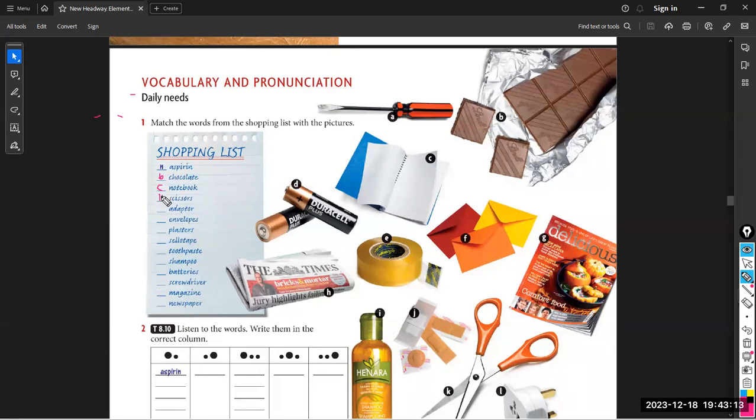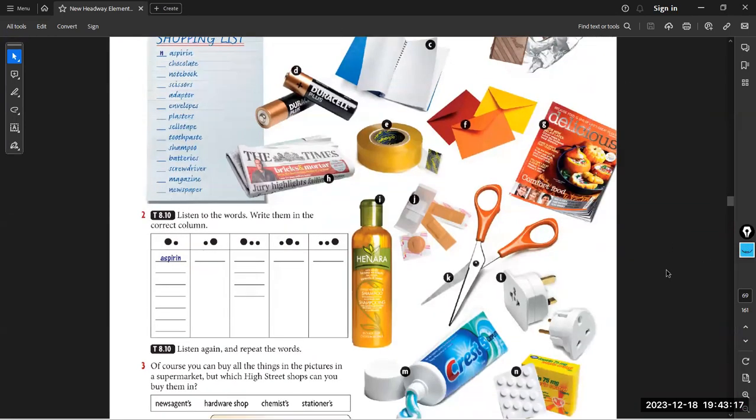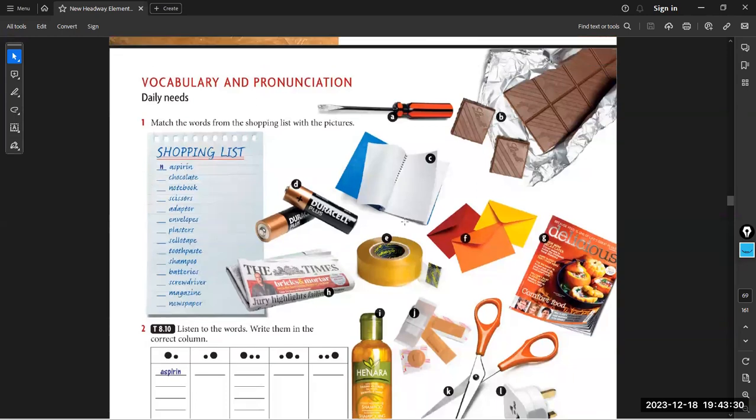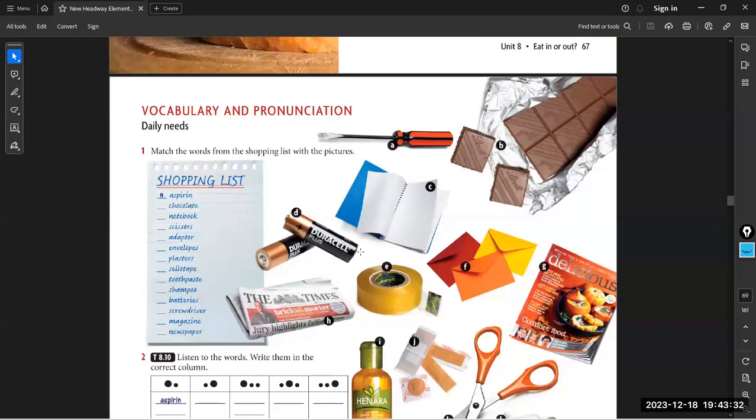So K is scissors. Adapter. L. So L is the adapter. Okay, I cannot write because maybe I want to go up and down. And after that, we have envelopes. F. So this is it, exactly, envelopes. After that, we have plasters.